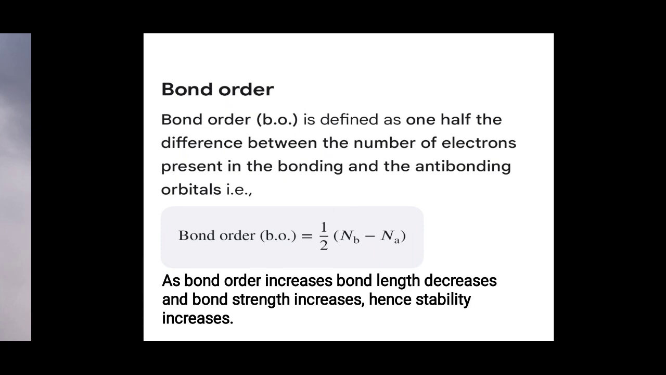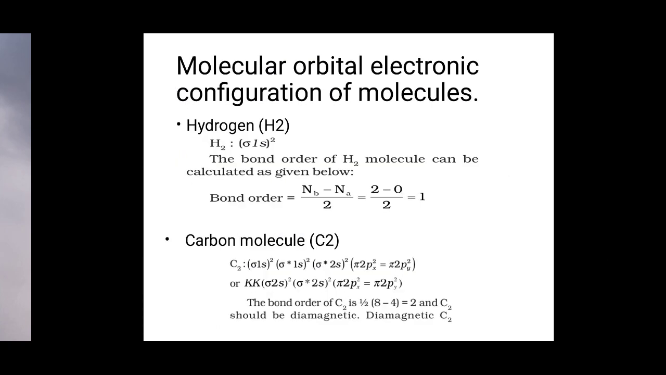Then bond order. Bond order is actually a parameter. Bond order is defined as one half of the difference between the number of electrons present in the bonding and the anti-bonding orbitals. So we have the equation: bond order is equal to half of Nb minus Na. As bond order increases, bond length decreases and bond strength increases. Hence, stability increases. Keep in mind this is very important. Also, you should know how to find the bond order of a molecule.